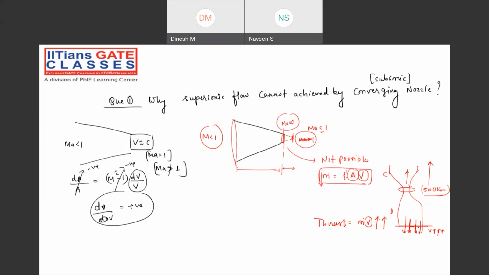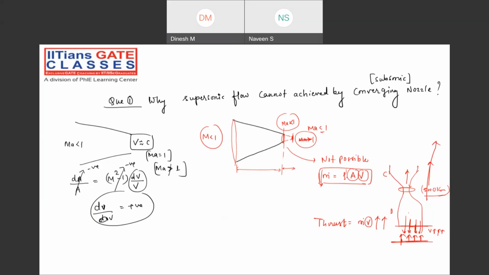Suppose by some chance we are able to increase the velocity, the thrust force will be very, very high. By Newton's third law, the ground will offer more thrust force, more force, to the rocket, and it will send the rocket to a very, very high distance, a very, very high height. Understanding my point? That's what is actually happening in the rocket, whatever the phenomena is happening in the rocket.